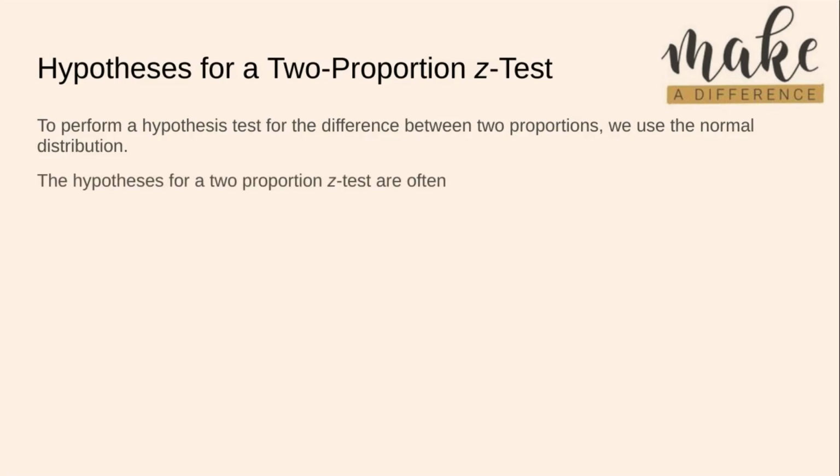The hypotheses for a two-proportion z-test are often these right here. Now, these hypotheses on the left are often how it is written. Either the proportions are the same or they are different. Now, with a little bit of algebra, we can go from this side over to this side, and these look a bit different, and this is actually more true to what's going on mathematically.